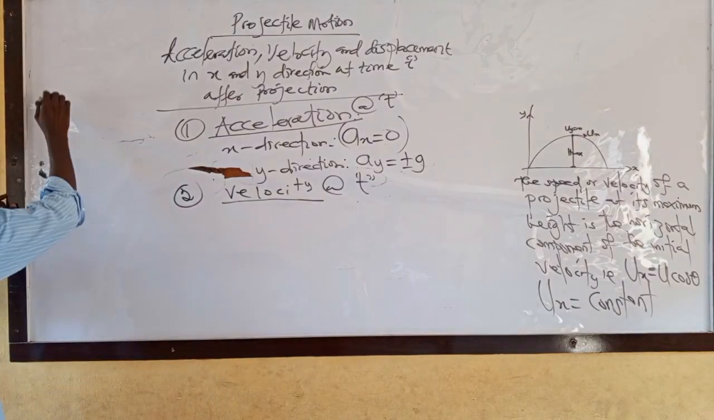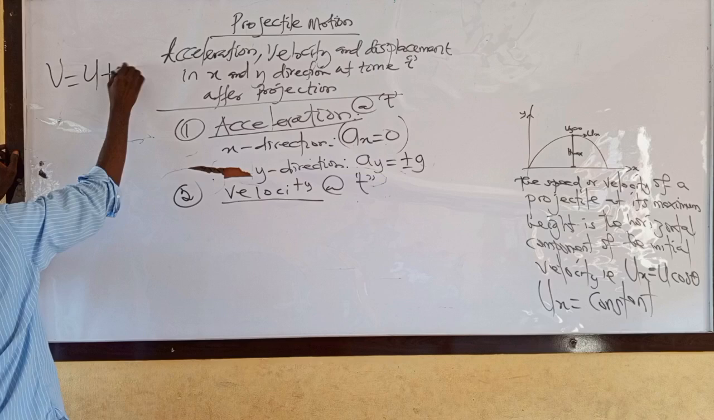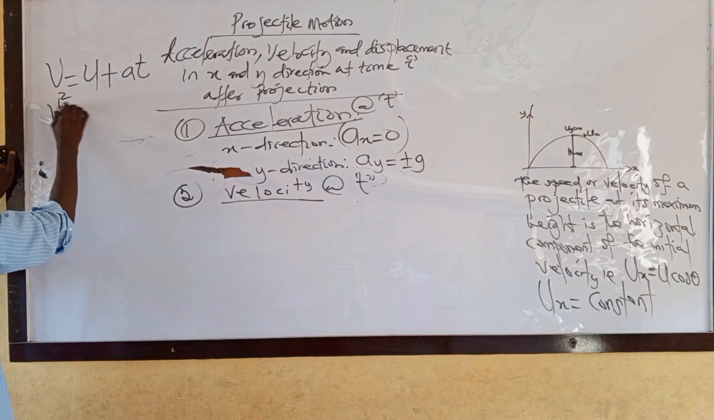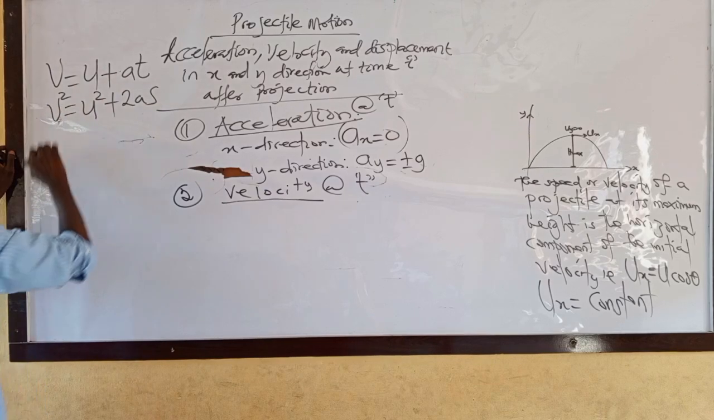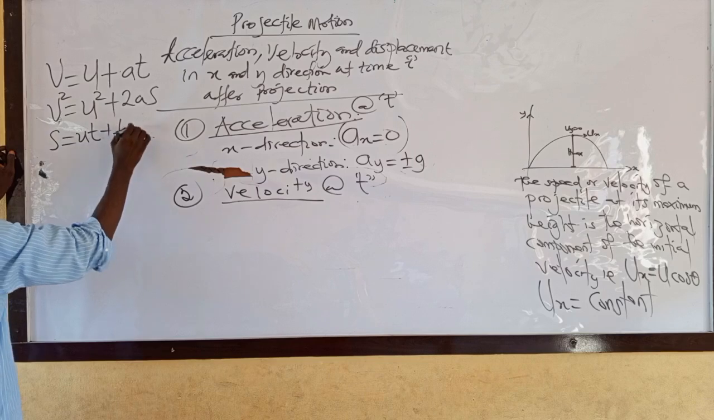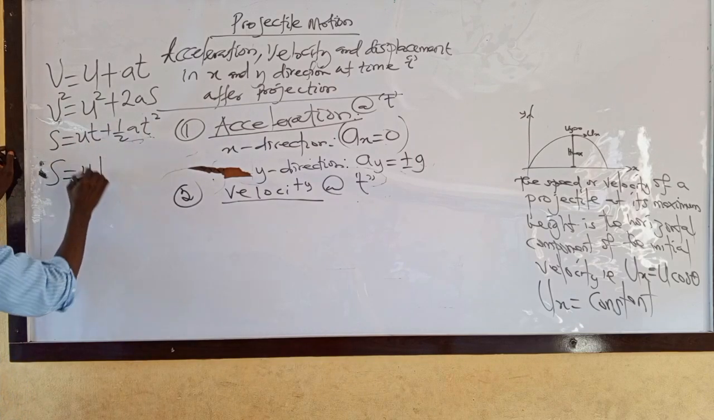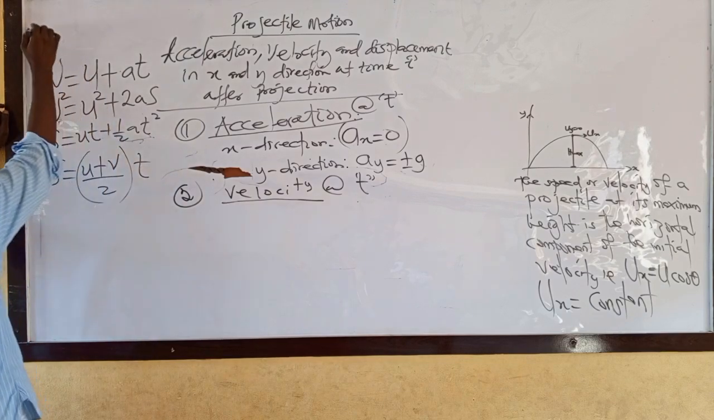So we have the first one saying that v equals u plus at. Then v squared equals u squared plus 2as. And x equals ut plus half at squared. And the last one, x equals u plus v all over 2 times t. These are equations.